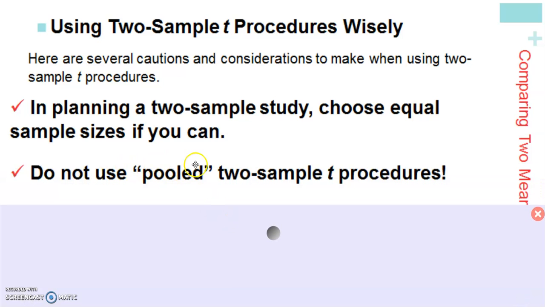Next, do not use the pooled two-sample t-procedures. On your calculator, always select no. Basically, this was an option left over from a time when we didn't have great technology to do statistics with. When you had to do a lot of calculations by hand, there was this procedure called pooling, which made it easier. But because of the technology we all have available to us now, there's no need to use the pooled option. So never use it.